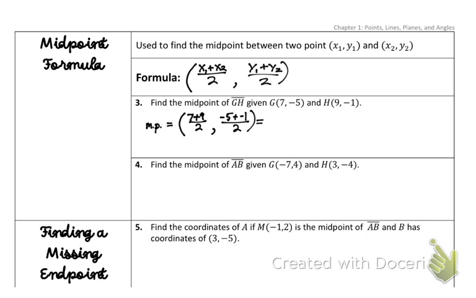So our first one is 7 plus 9. 7 plus 9 is 16. Divided by 2 is 8. We have negative 5 minus 1, which is actually a negative 6. Divided by 2 is a negative 3.